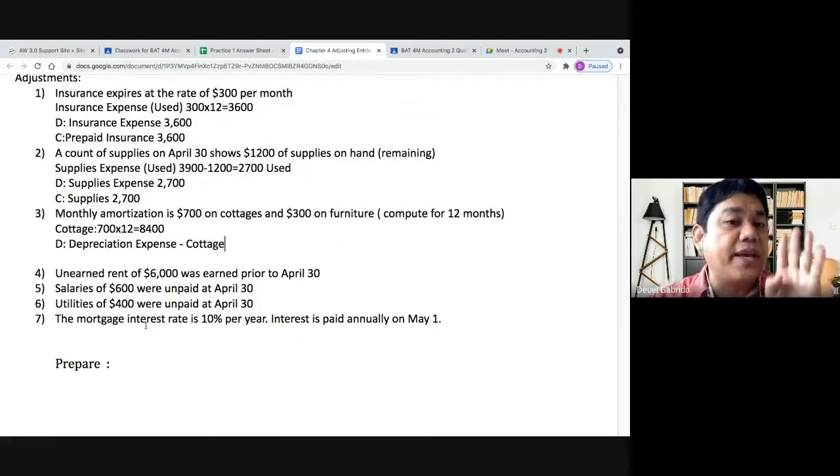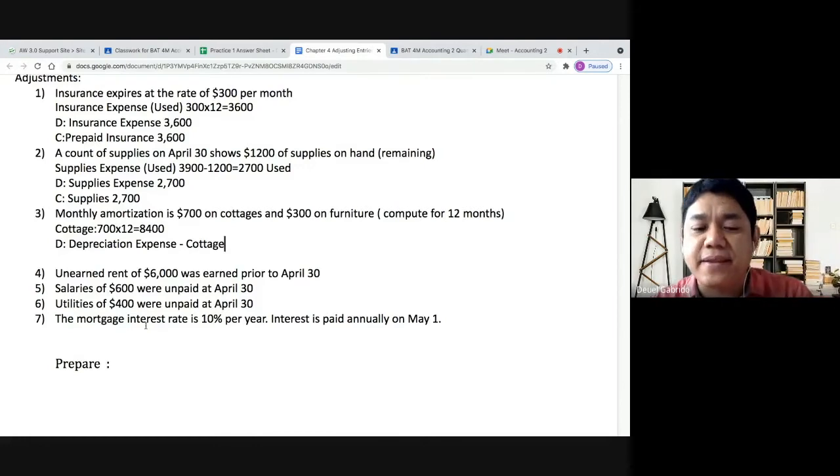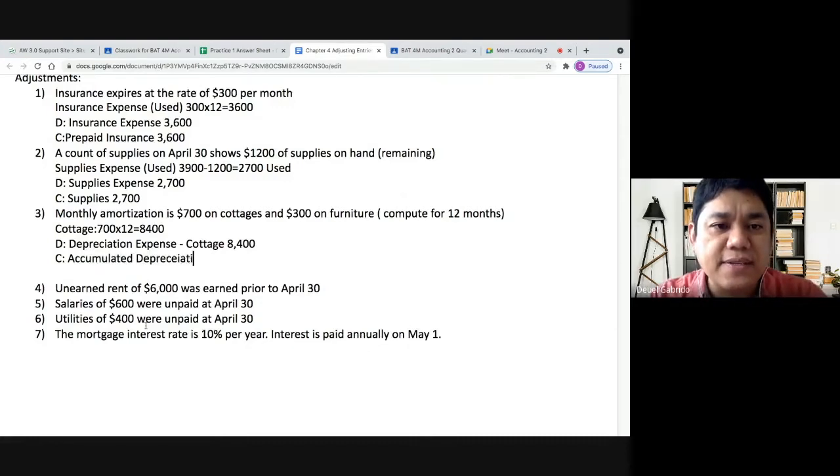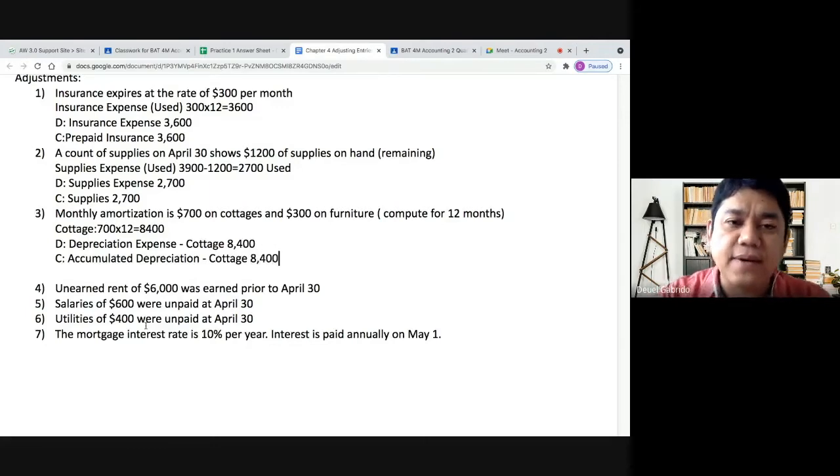Always put the expense as your debit, okay? And I'll put 8,400 here. And then credit what? What's that credit again? Accumulated. They are always partner, guys. Accumulated depreciation, and then we put the word cottage. 8,400. Okay, did you see that?